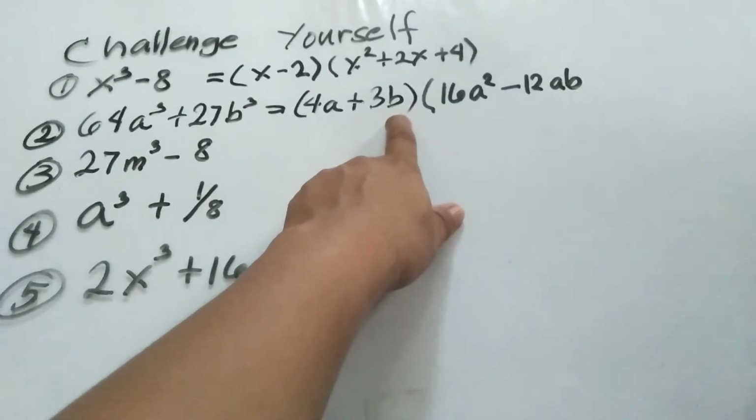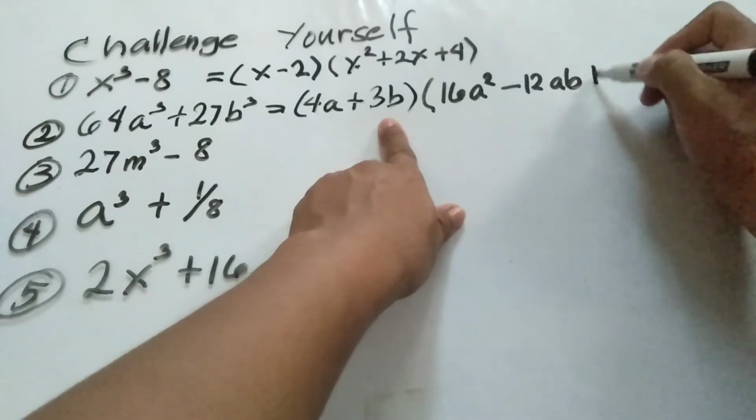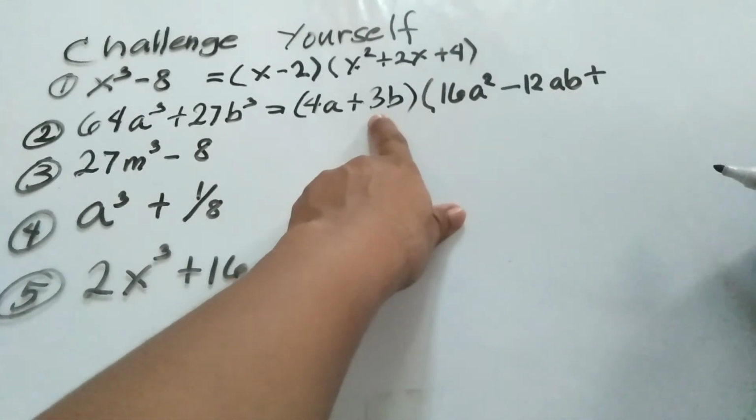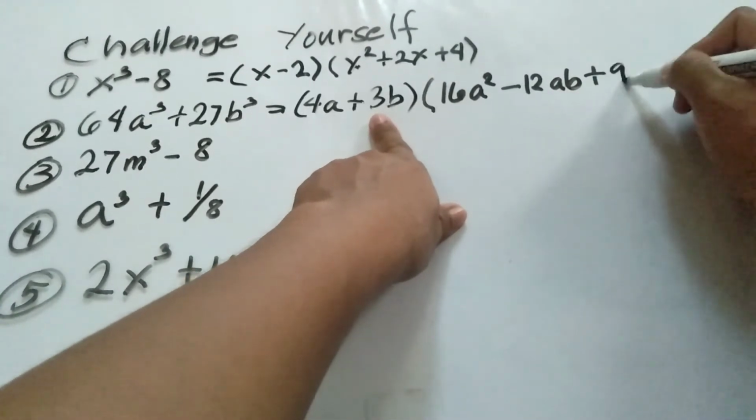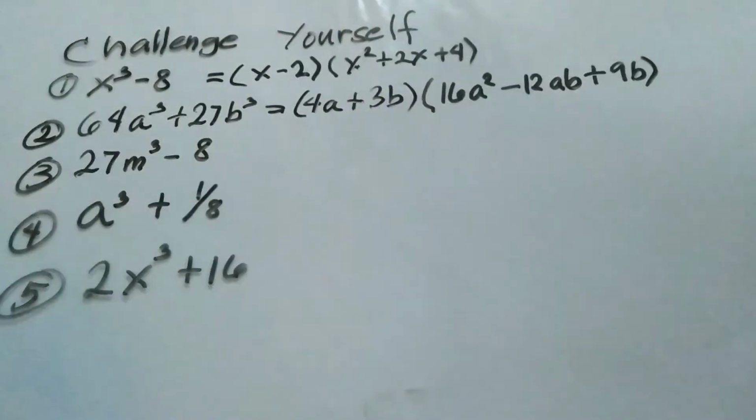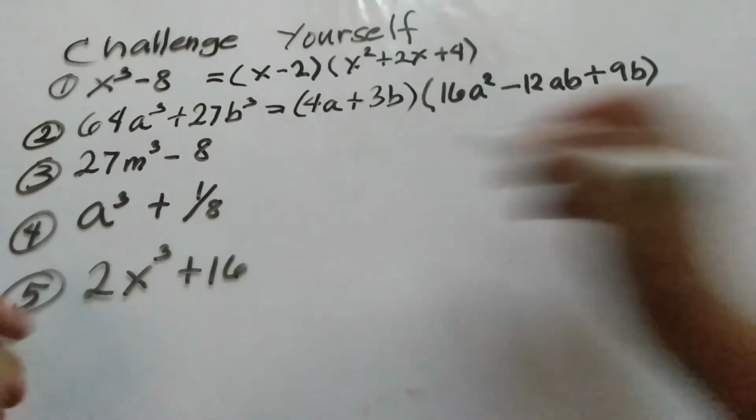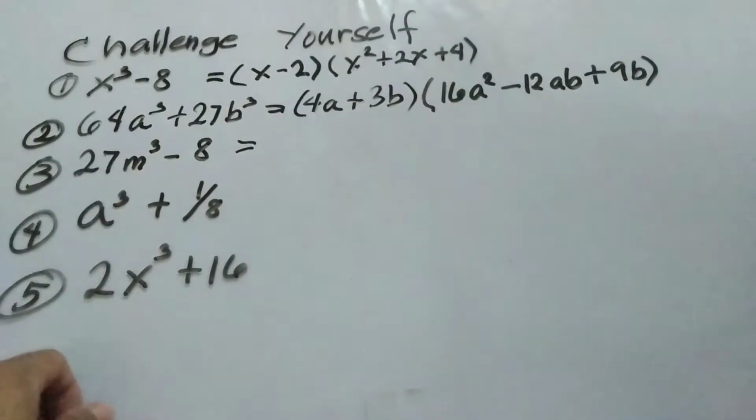And lastly, square the last term. We have plus 3b times 3b. We have 9b squared. Yan po yung ating para sa second number. Tama ba ang kasagutan? Okay, very good for you. Next, doon sa mga mali naman po, ayusin. Try nating ayusin yung sagot natin.